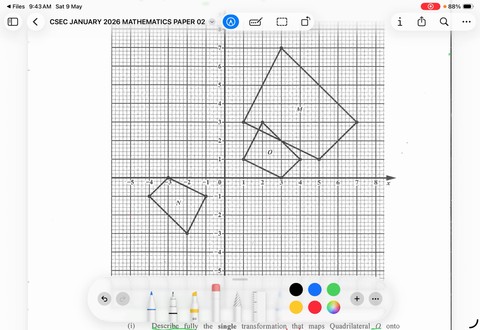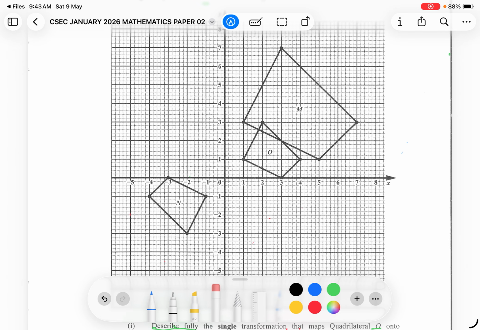If it's an enlargement, it's either bigger or smaller. If it's a translation, it's just a shift. There should be no change in the orientation, meaning there should be no flip, no turn. Because I can clearly see that N doesn't look exactly like O in terms of its orientation, it means that it's not a translation. It is either a reflection or a rotation. So I'm going to eliminate reflection first.